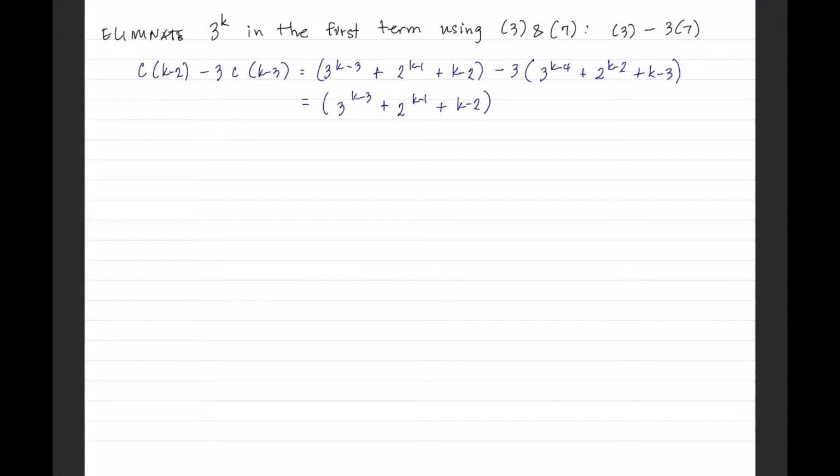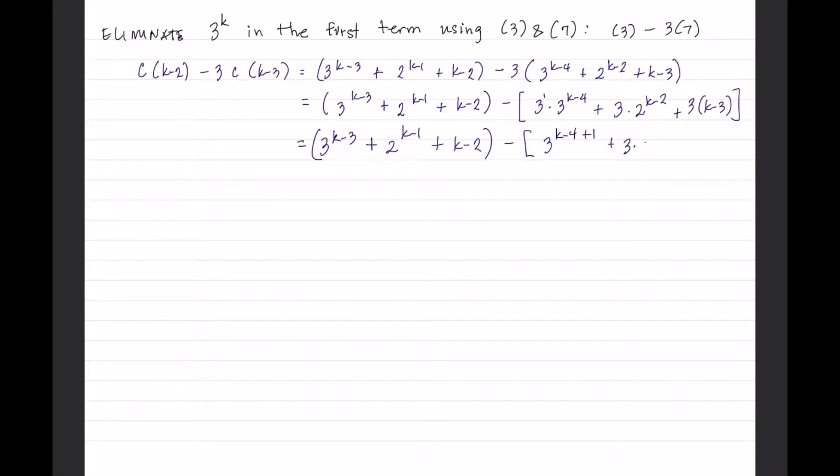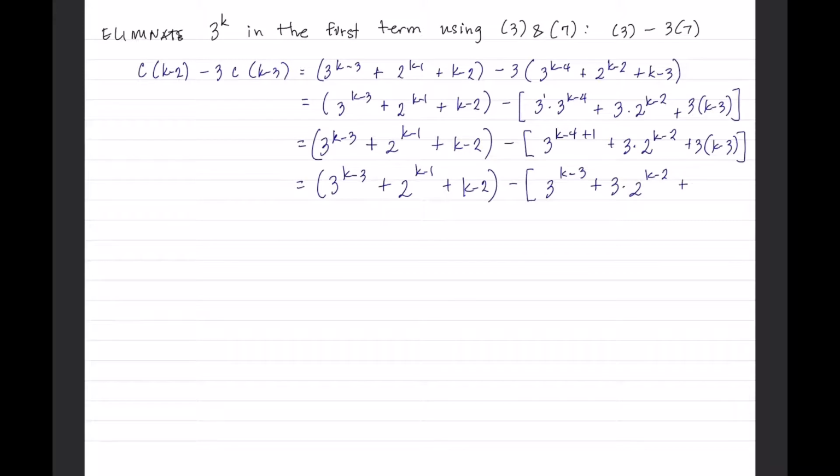So we copy the first set of terms, then we distribute 3. That would be negative times the quantity 3 times 3 raised to k minus 4 plus 3 times 2 raised to k minus 2 plus 3 times the quantity k minus 3. Then we proceed, we get 3 raised to k minus 4 plus 1 plus 3 times 2 raised to k minus 2 plus 3 times the quantity k minus 3. Then if we continue with these steps, we will get 3 raised to k minus 3 plus 3 times 2 raised to k minus 2 plus the quantity 3 times the quantity k minus 3.